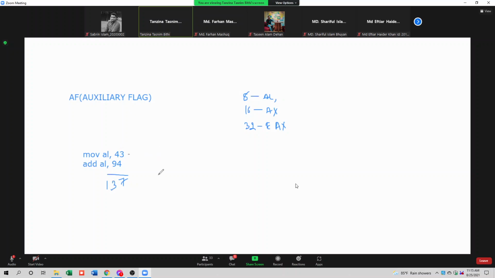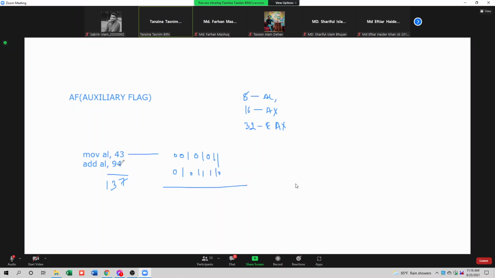What does that mean? At first, write the binary representation of 43. 43 equals 0, 0, 1, 0, 1, 0, 1, 1. AL is an 8-bit register, so this is the lower nibble and this is the higher nibble, right? These 4 are the low order bits and these 4 bits are high order bits. Clear? And what is the binary representation of 94? The binary representation of 94 is 0, 1, 0, 1, 1, 1, 1, 0.